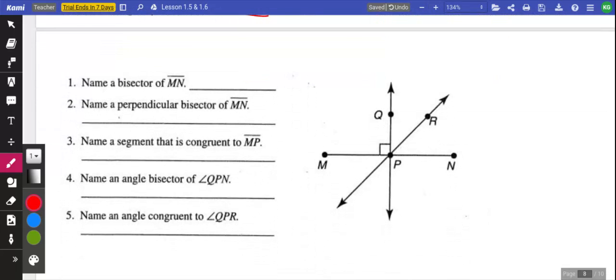So on this one, number 1, name a bisector of MN. So I have 2 options here because I know this is the middle. They should have markings here and here showing us that MP and NP are the same. So a regular bisector would be line PR. This one right here. The one that is the perpendicular bisector is the one that does the 90 degrees and cuts in half. So that would be line QR. So then my segment that is congruent to MP would be the other half of it, which is NP.